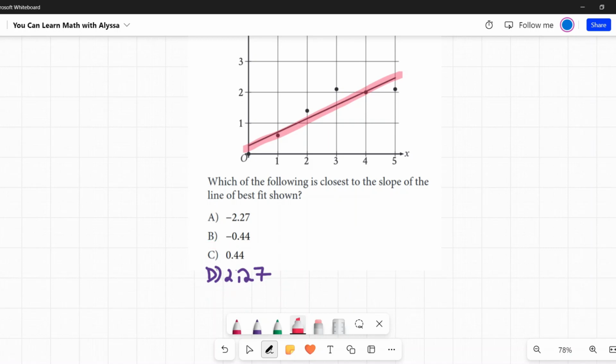So is this a negative or a positive slope? If you're looking from left to right, this is going up. If it were heading down as I go left to right, that would be a negative slope, but it's not. It's heading upward. This is a positive slope. So A and B are out right off the bat. Now I have 0.44, which is a number less than 1, and 2.27, a number greater than 1.